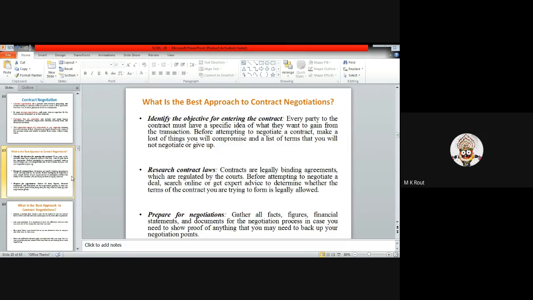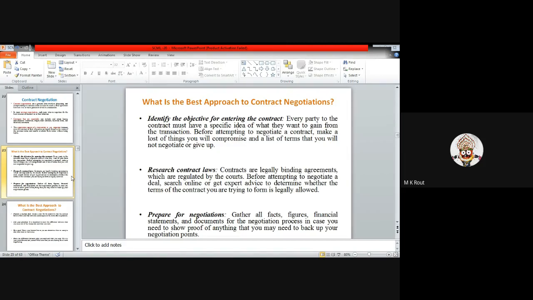The next is, before attending a negotiation, a contract makes a list of lots of things, and you will compromise on a list of terms that will not be negotiated or will be given up. In case of contract, a particular write-up should be made by both parties, and if both parties agree in a compromise mode, the final negotiation will be written up, and that will be authorizedly signed by both parties. The next one is research contract laws.